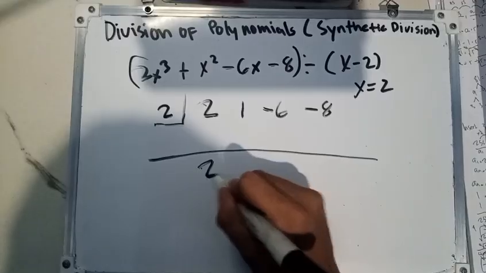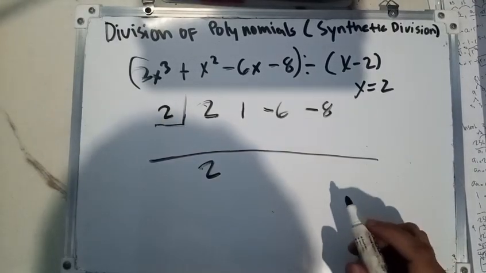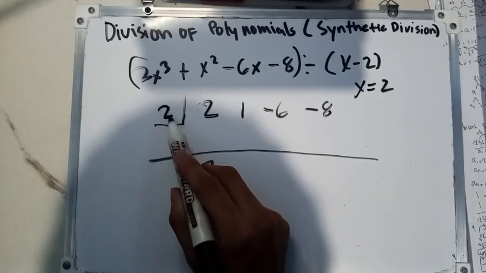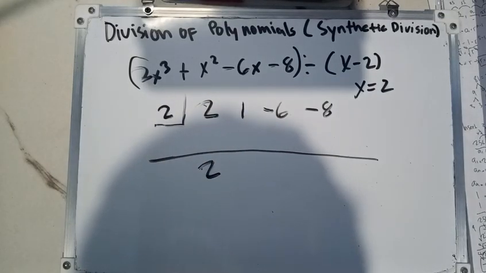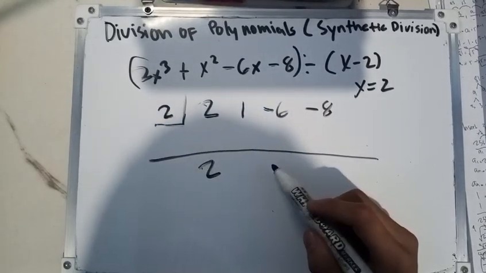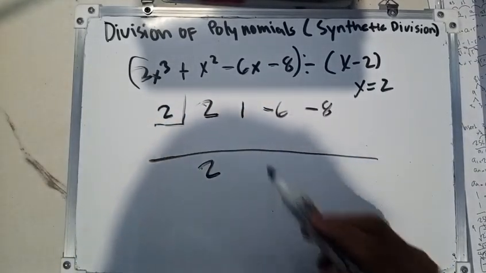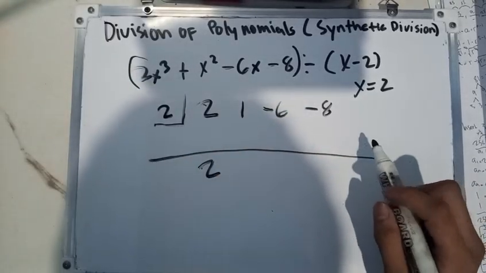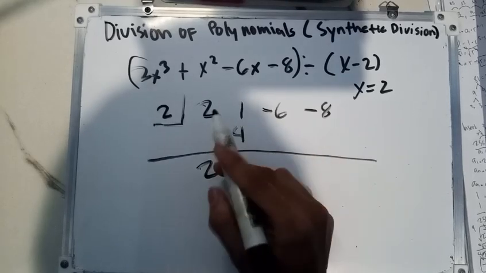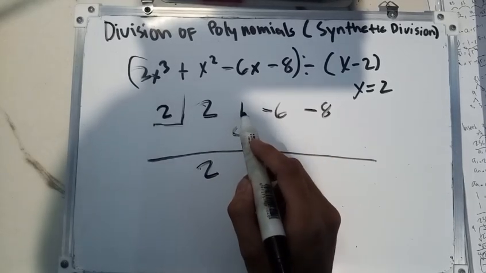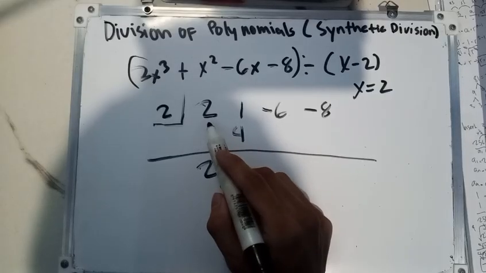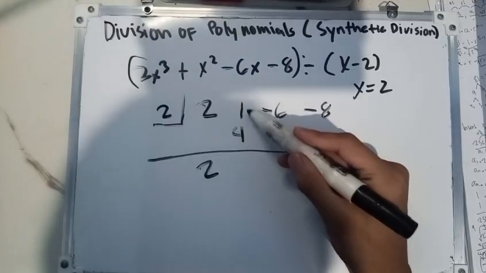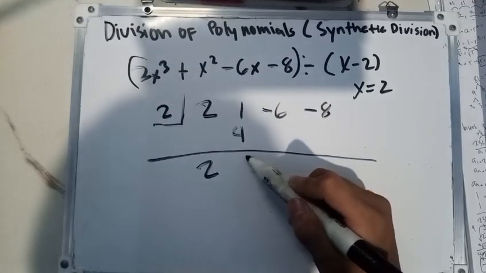So 2. Then, we want to multiply it to the number inside the small square. So 2 times 2 is 4. Now, where do we put 4 in this illustration? We want to put 4 below the number after the leading coefficient, so 1. Then we want to add these two numbers, so we will get 5.